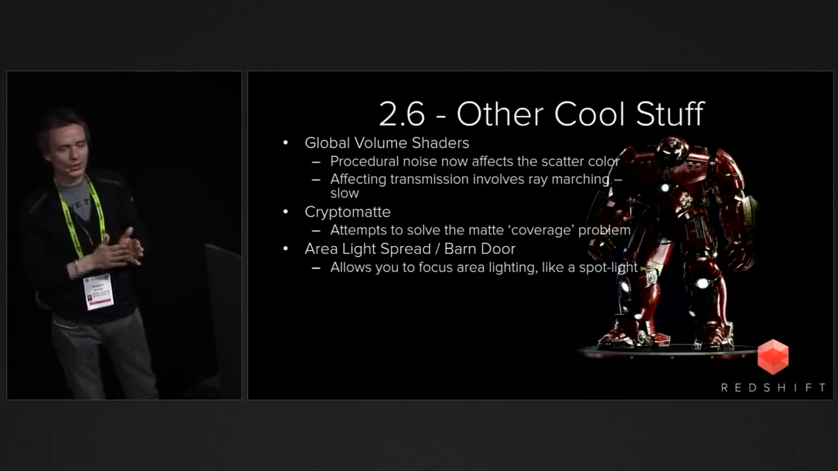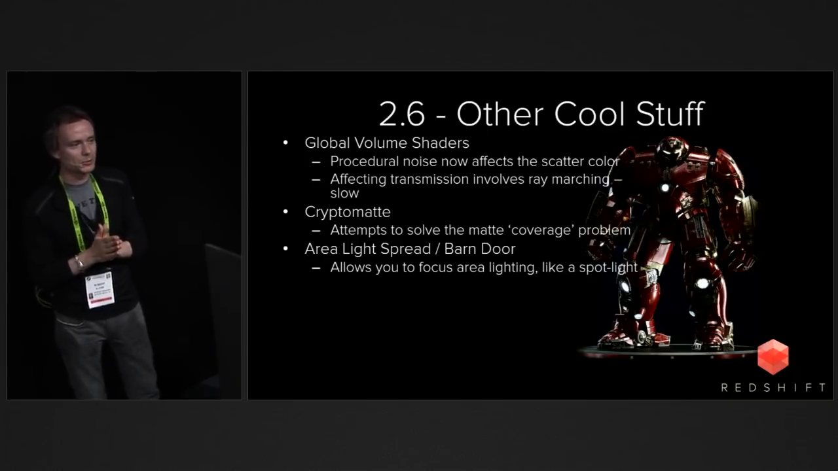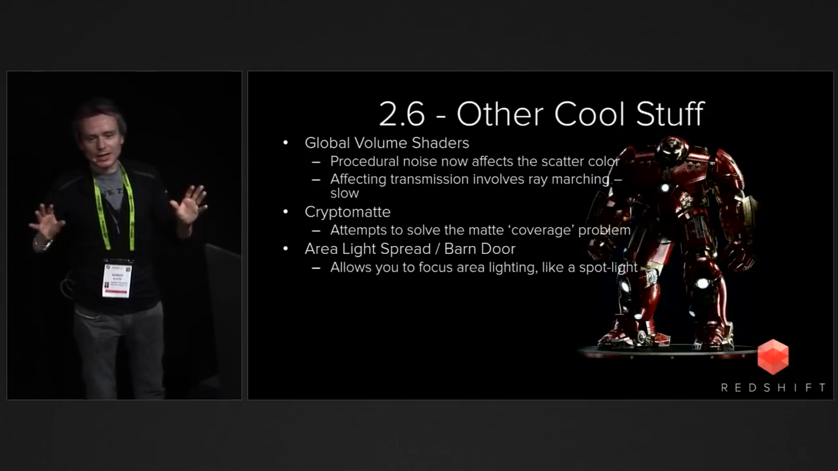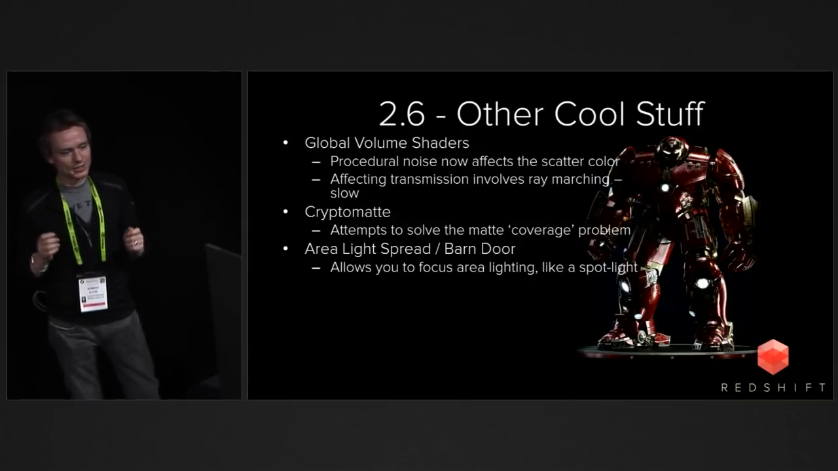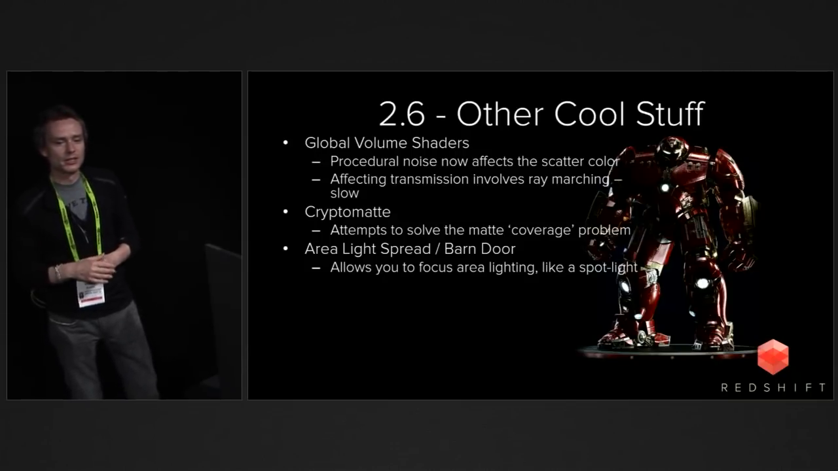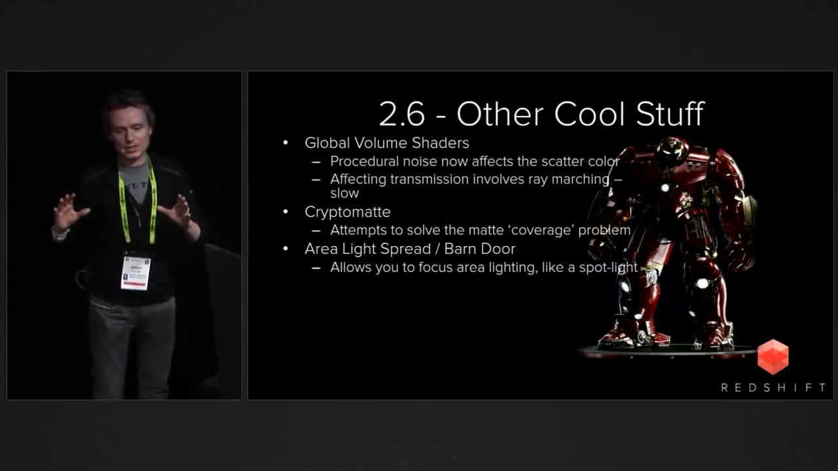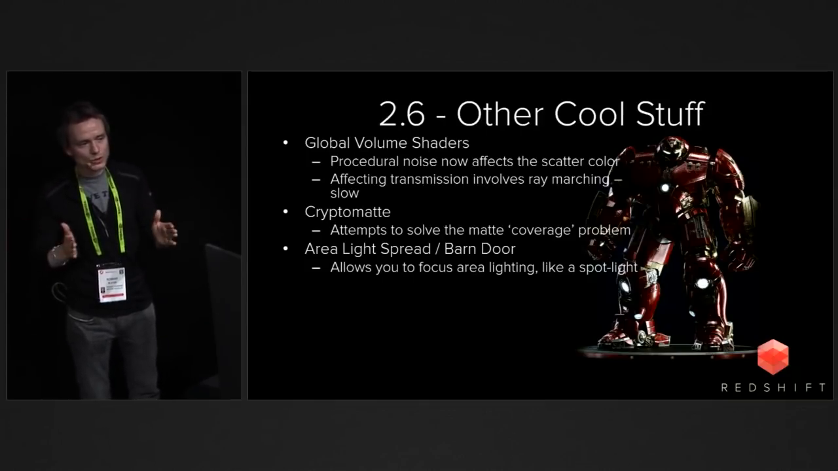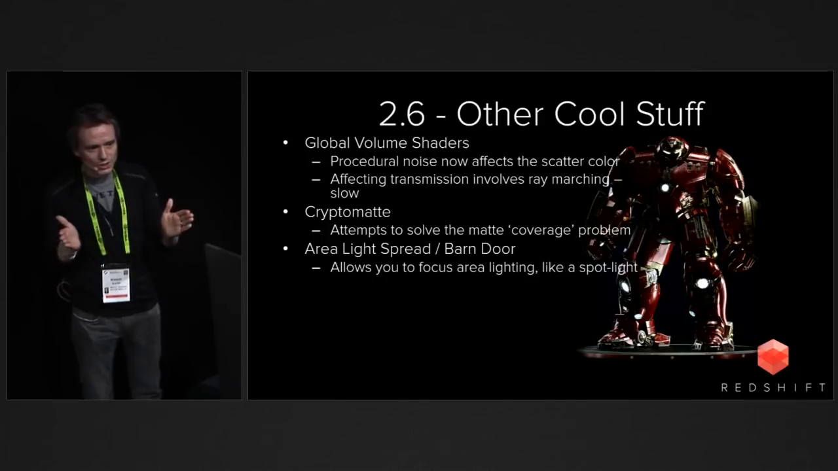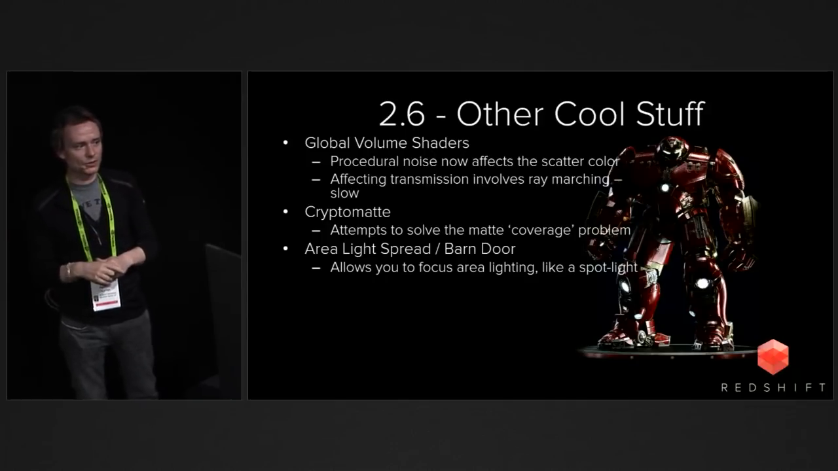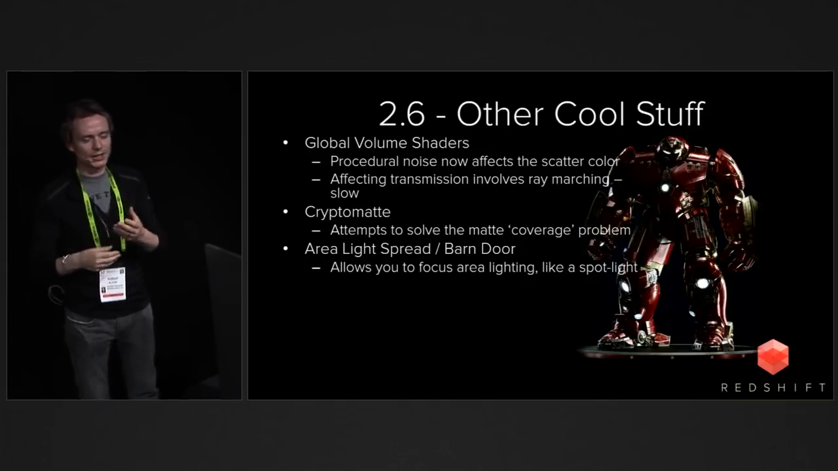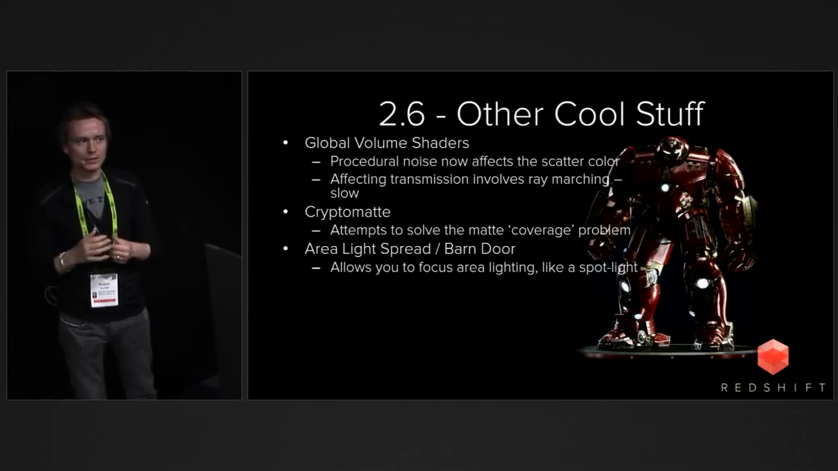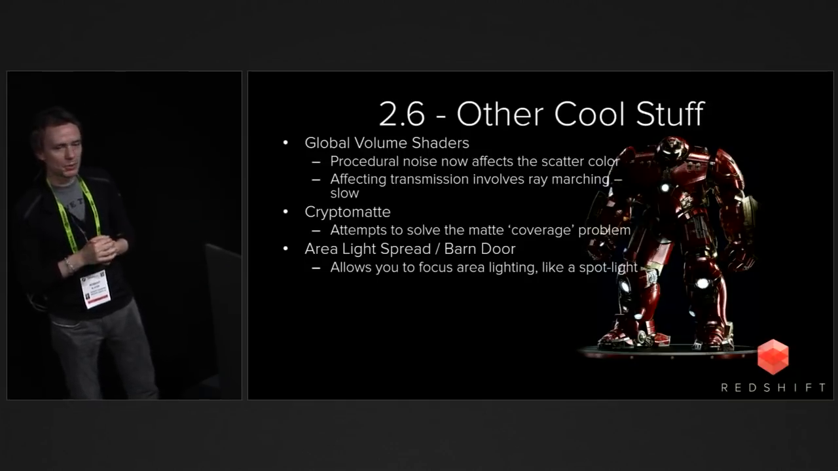So barn door area light spread. This was something that people have been asking for some time, and I kept promising it, but I never delivered. Well, in 2.6, you can actually have the area light spread. What it means is that you can take an area light and turn it into a spotlight. So you can focus the light rays in a specific direction, almost like a laser beam. We had to change our importance sampling algorithms for this to make sure it was very clean and fast. So we're pretty happy with this.